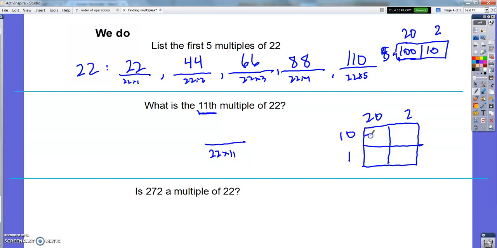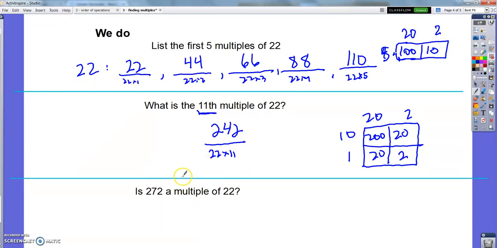Let's see, 1 times 2 is 2, 2 zeros, 10 times 2 is 20, 1 times 20 is also 20, 1 times 2 is 2, and that looks like 242. So there you go, 242 is the 11th multiple of 22. If I kept counting by 22s from 110, my 11th number would have been 242.